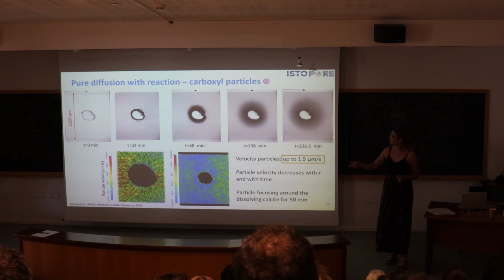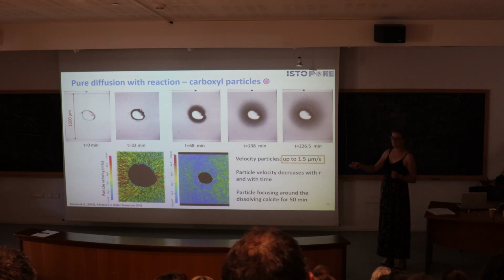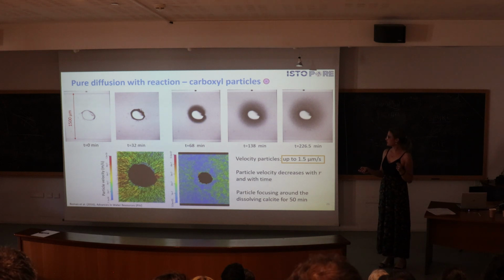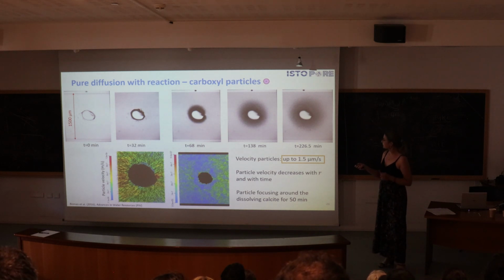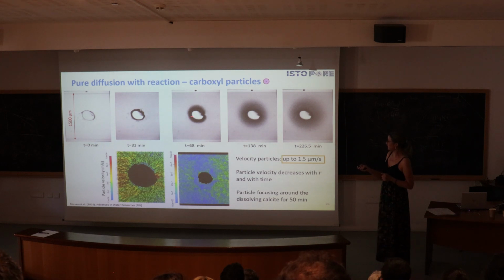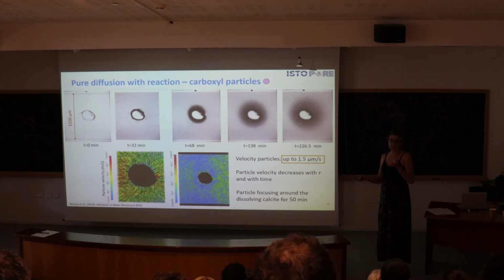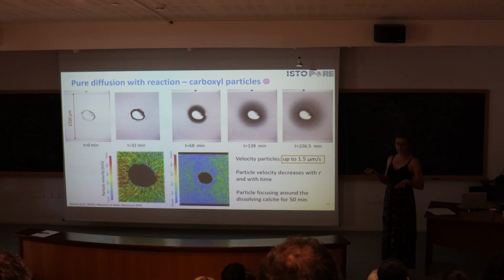So now we do the same experiment. We have our piece of calcite in the middle of the channel. We put it in contact with acid and with particles, but we have no flow. And here we can see that particles will focus towards the calcite for about 1 hour. Here it's the velocity field that is plotted, with velocities that are below 1 micron per second, so a very, very slow velocity, but enough to actually aggregate particles towards the calcite.